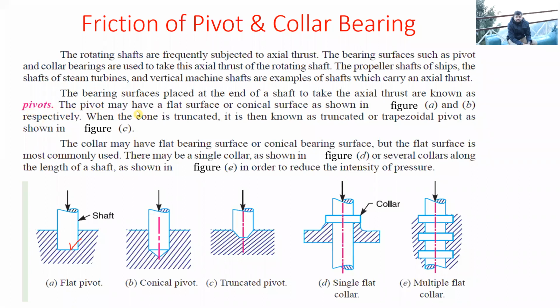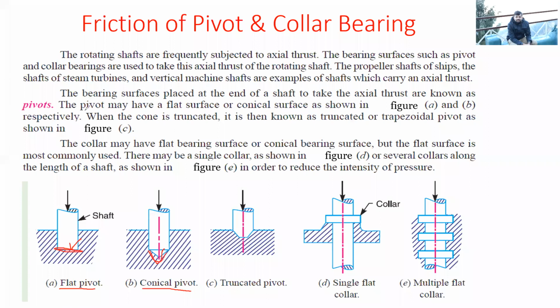The pivot may have a flat surface or a conical surface, as shown in figures A and B. So it can be a flat surface of this kind. See, this is a flat surface, and in figure B you can see a conical surface. This one is called a flat pivot, and this one is called a conical pivot.